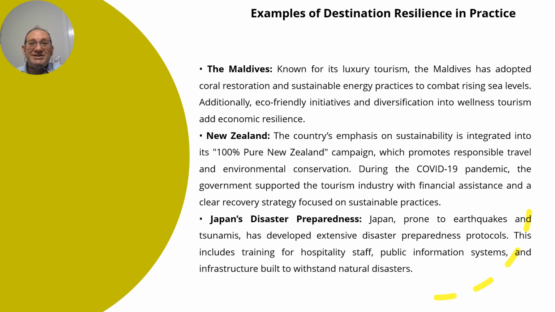Not to mention Japan's disaster preparedness. Japan is very famous for the many earthquakes and tsunamis. Therefore, the country has developed extensive disaster preparedness protocols. In this way, you have trained staff in the hospitality and tourism sector and related infrastructure to withstand natural disasters.